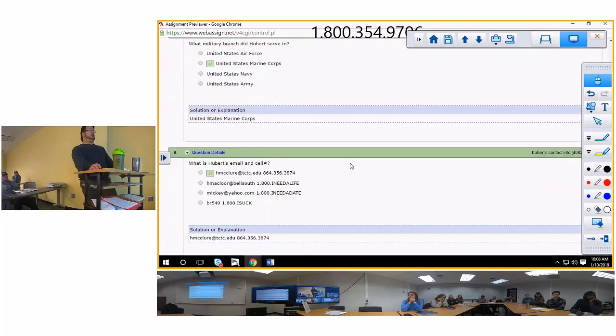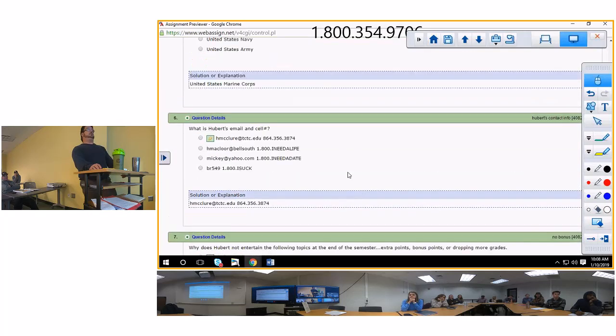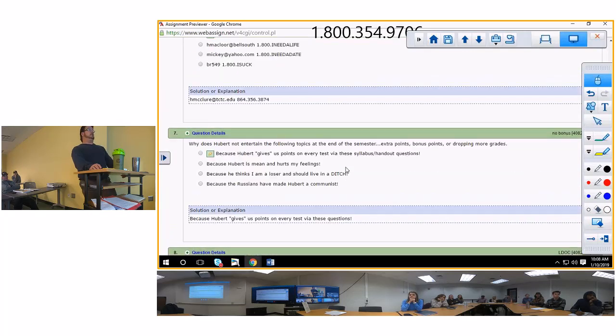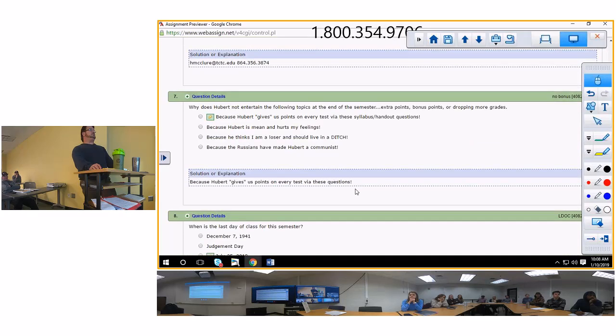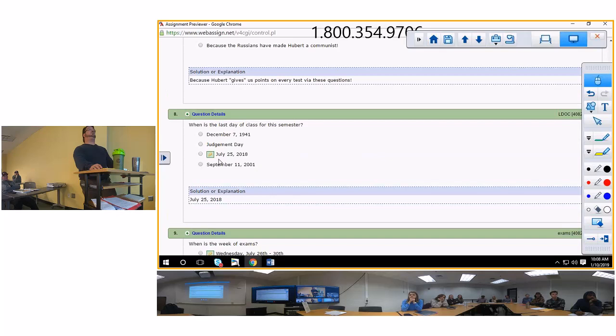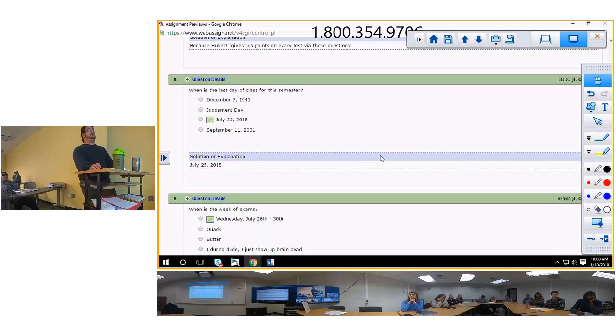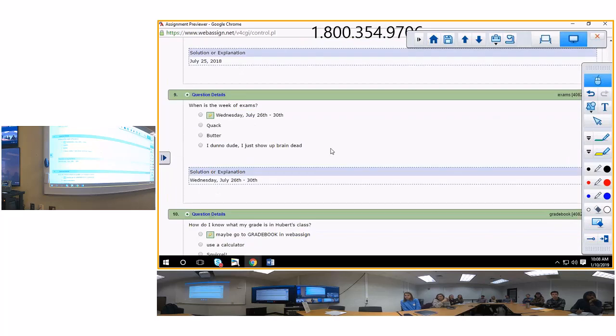Oh my gosh, look at that. What branch did Hubert serve in? What is Hubert's email? Oh my gosh, there's some bonus questions on here. I got to change that one. God, I'm going to quit putting them in there because I get tired of changing them. And you have to go through an Act of Congress on this WebAssign. I have to go through and I have to delete the question. Then I have to go and remake the question. I can't copy it. It blows my mind how primitive this system is.